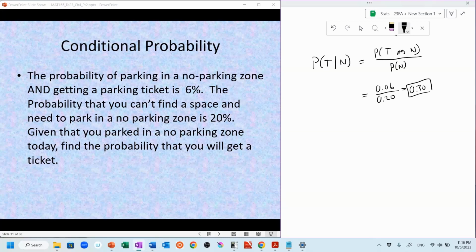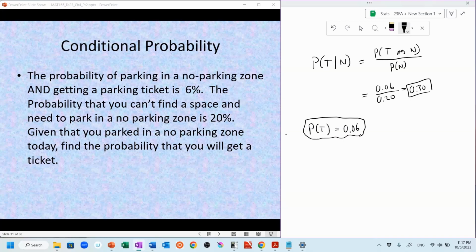So there's a couple different ways to think about this information, but I think maybe the most natural way to think about it is when we left our house this morning, before we knew anything about the situation on campus, whether it was a busy day or not, whether there's some big event going on or construction that's blocking a whole bunch of spaces or something like that. When we left this morning, the probability of a ticket was 6%, 0.06.